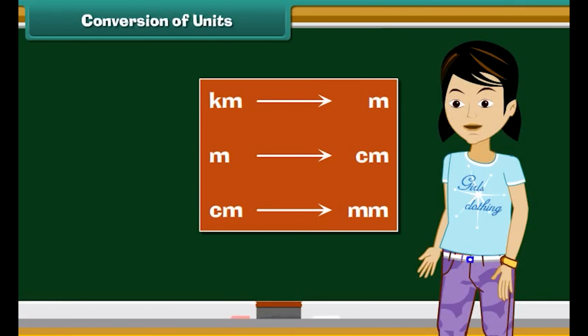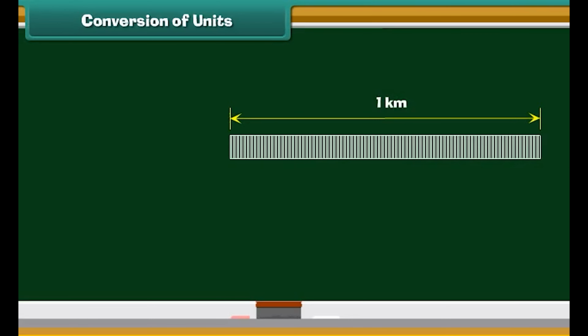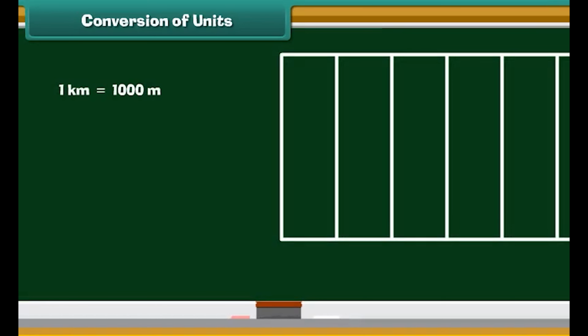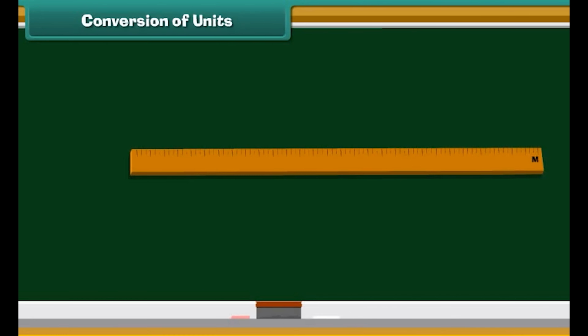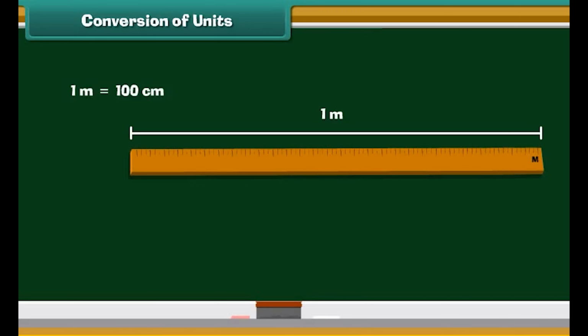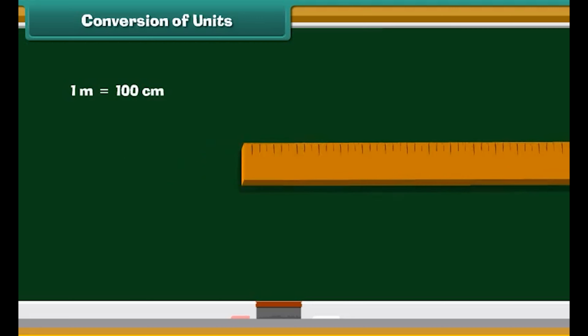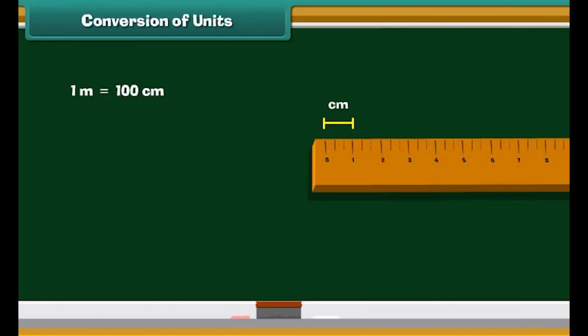Friends, let us now learn how to express distances given in one unit in other units. To measure distances smaller than a kilometre, 1 kilometre is divided into 1000 equal parts and each part is regarded as a unit. This is called a metre. We can say that 1 kilometre equals 1000 metres. In a similar way, 1 metre is divided into 100 equal parts and each part is regarded as a unit, which is centimetre. Thus, 1 metre equals 100 centimetres.